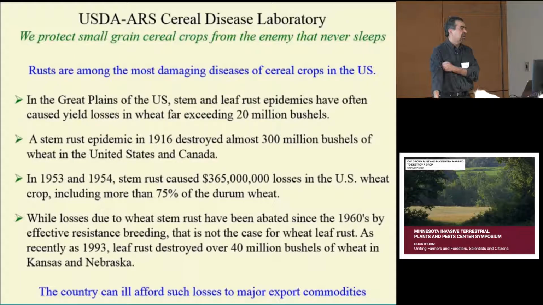Why the rust? The rust has been a major problem in the US for many, many years. None of us are old enough to remember that in the 1950s there were major epidemics of wheat stem rust, or black rust, which caused millions of dollars of damage in single years to all the wheat and durum wheat grown in the US. These losses still continue. With stem rust, and I will talk about the alternate host, there was a barberry eradication program to get rid of the alternate host, and that essentially abated the problem.